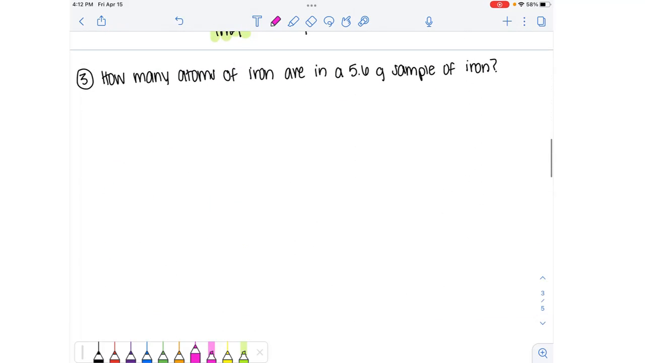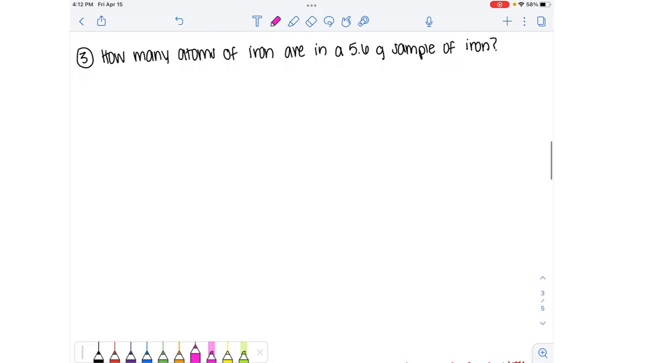Okay, let's go down and do another practice problem. How many atoms of iron are in a 5.6-gram sample of iron? So let's write out our question here real quick. What's our known number? 5.6 grams of iron. And I'm trying to convert this to a known quantity of atoms of iron.